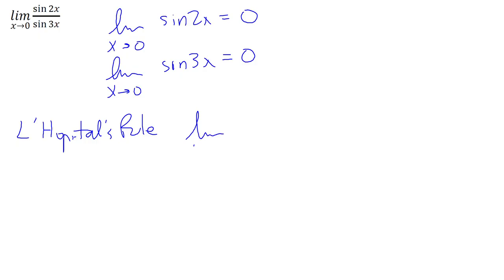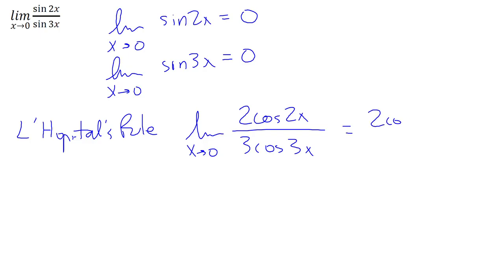and say that this is a limit as x approaches 0 of the derivative of sine 2x. Using the chain rule, that's 2 cosine 2x. And the derivative of sine 3x, which using the chain rule is 3 cosine 3x. We'll just evaluate that at 0, so 2 cosine 0 over 3 cosine 0. Well, the cosine of 0 is 1, so that's just 2/3.